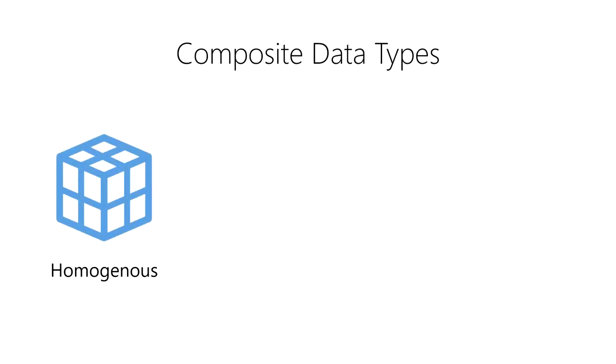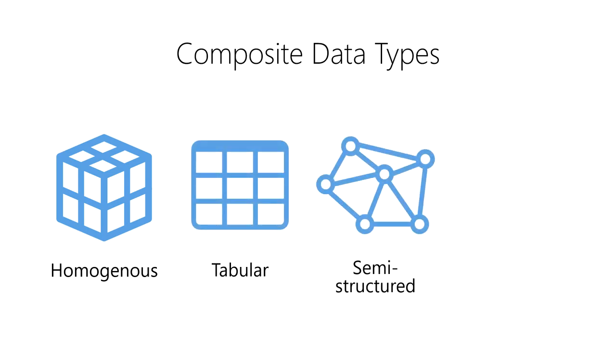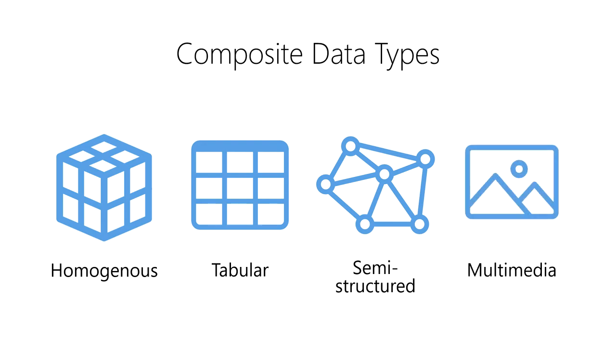However, to keep things simple, we're going to organize them into the following four groups: homogeneous data types, which require all data to be of the same data type; tabular data types, which store data in tables; semi-structured data types, which store data as a set of relationships; and multimedia data types, which store data for images, audio, video, and more. Let's take a look at a few of the most common composite data types that we encounter in data science.